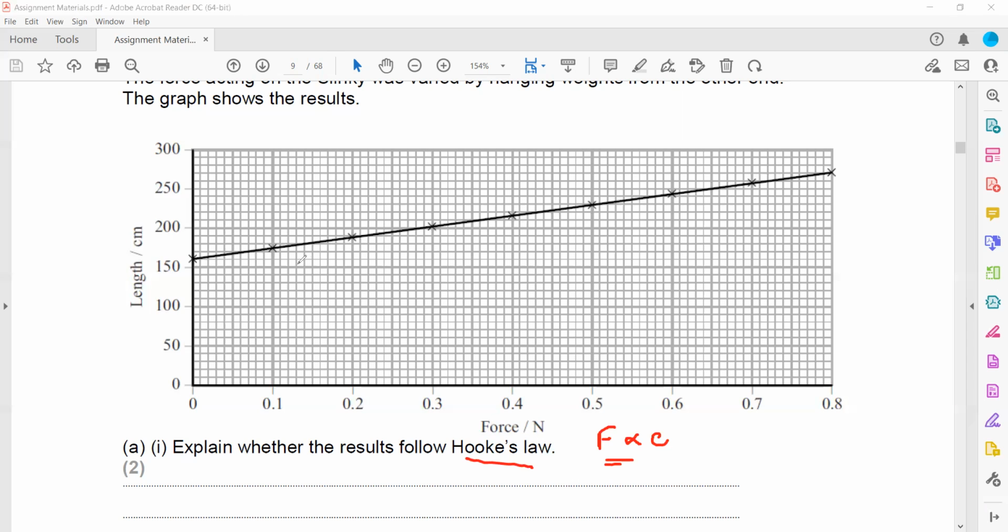So what you have to check is, if this was a graph for force and extension, then it should be a straight line passing through the origin. As the length is increasing, it means the extension will also increase. Here, each box is representing 10, so this is 160, the length is 160. When the length is 160, the extension is 0. But when we apply a force of 0.1, it will become about 170, then about 180, 200. So as we are increasing the force, the extension is also increasing.